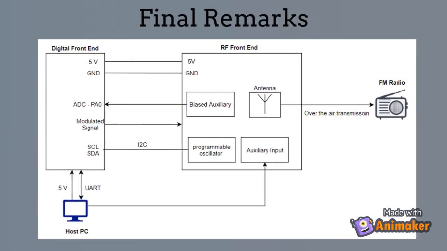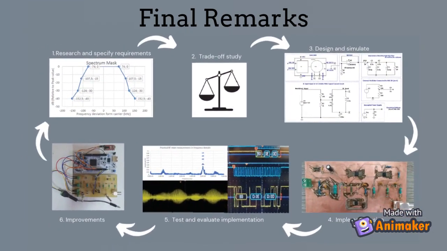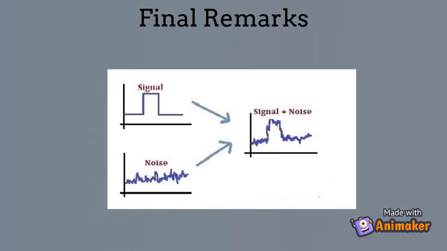These subsystems have been developed following the model-based system engineering approach, with extensive tests and evaluations done at various stages of the signal chain. An improvement that can be made in future iterations is to increase the signal-to-noise ratio, which will greatly increase the quality and range of the audio transmission.